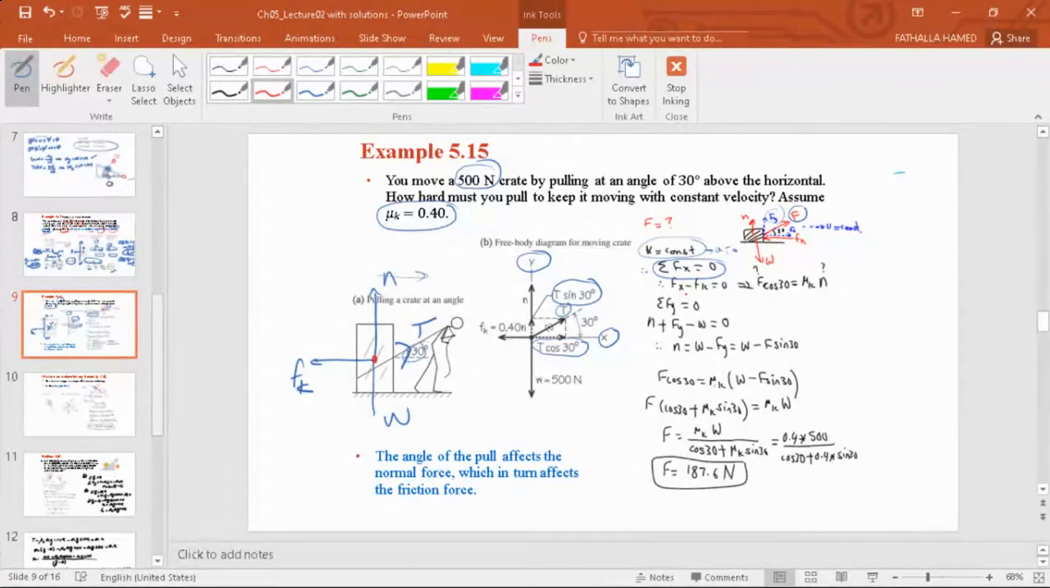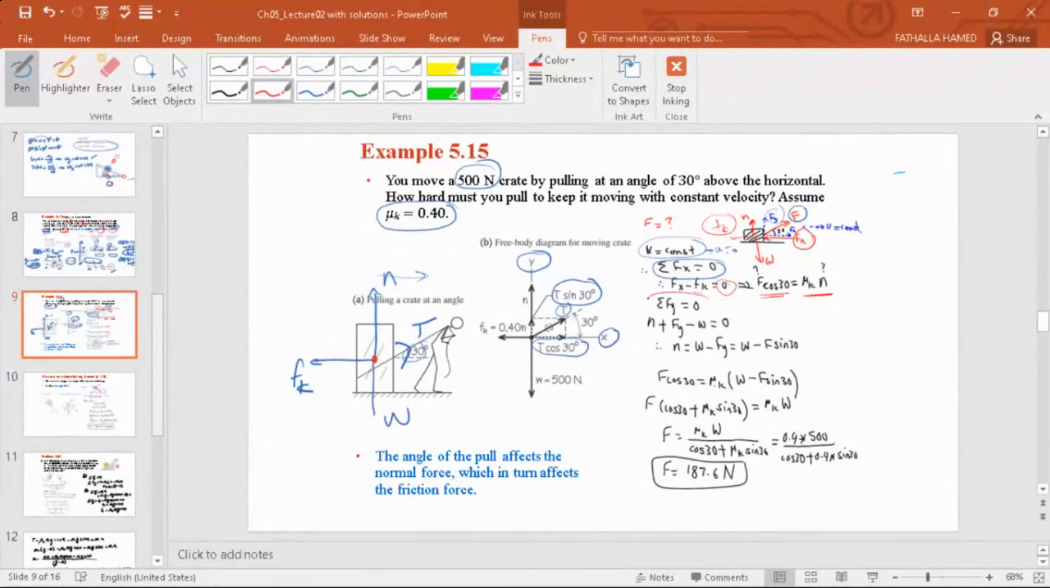And the forces that you have along the x-axis, you have the x component of the applied force, and that's why you say F subscript x here, minus the friction should equal 0. So F cosine 30, which is your x component of the applied force, should equal the Fk, because you can take this to the other side. And the Fk is equal to the mu k times the normal force. So you need to know the normal force.